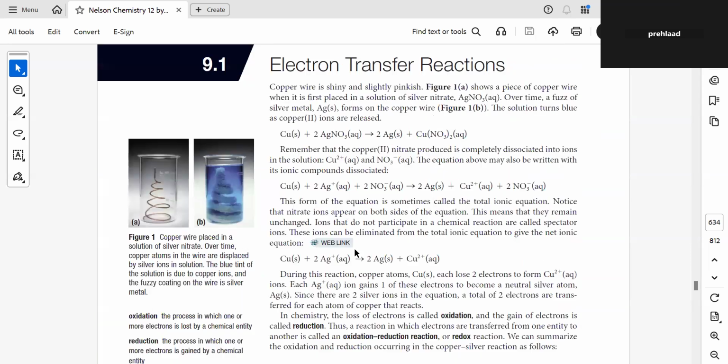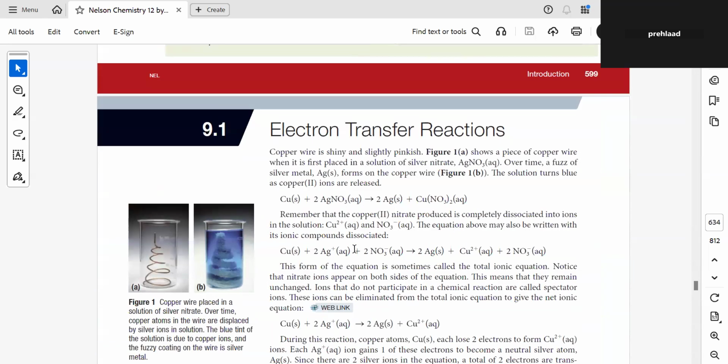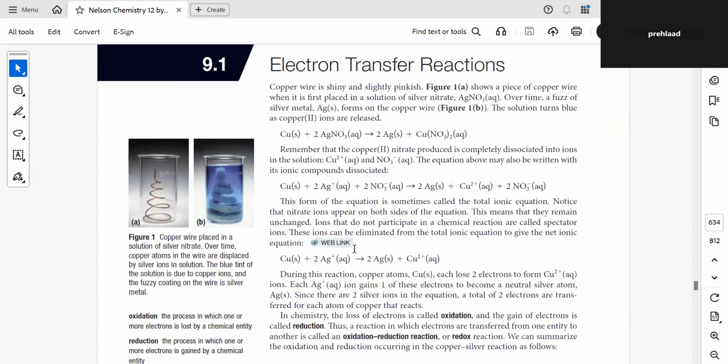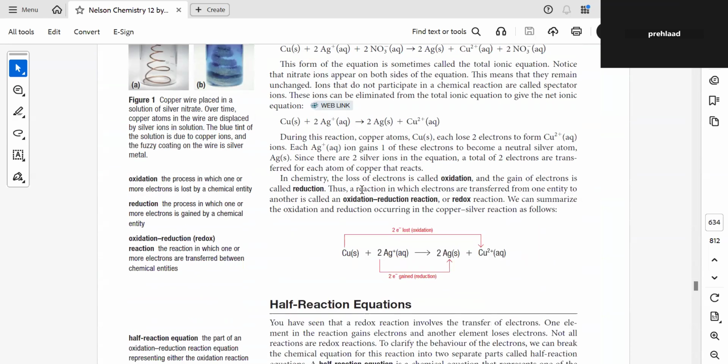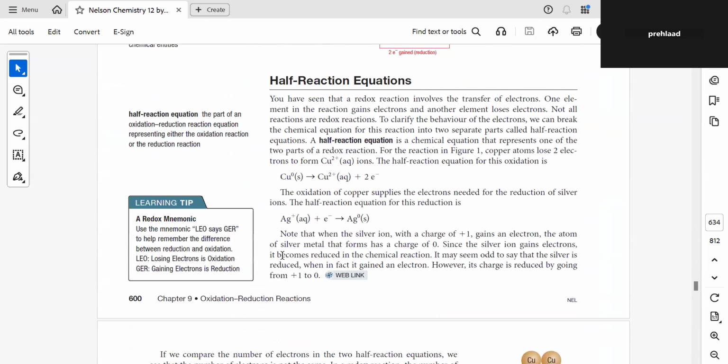Can we also maybe do, if we have enough time, balancing using the half reaction method? Yes, we'll do that. I'm coming to that. So electron transfer reaction, I have already covered: oxidation reduction. That part is done. What is oxidation reduction is redox. That is done. And now the next part is half reaction equations.